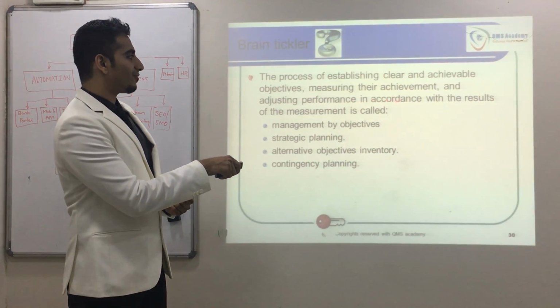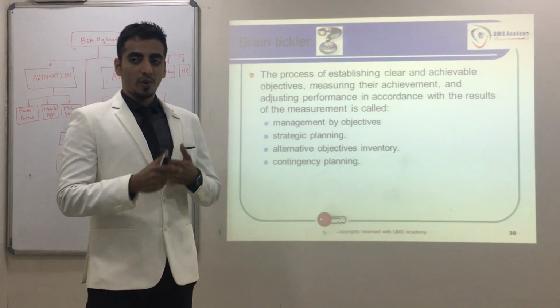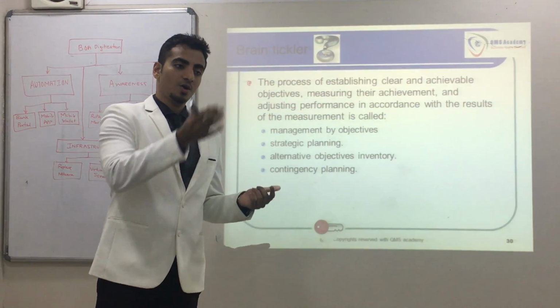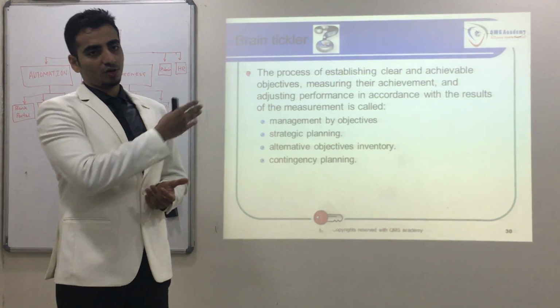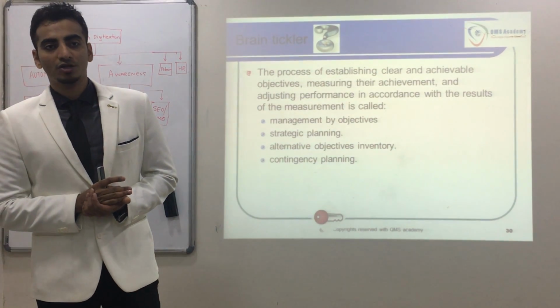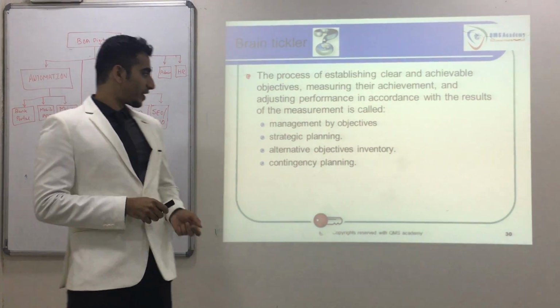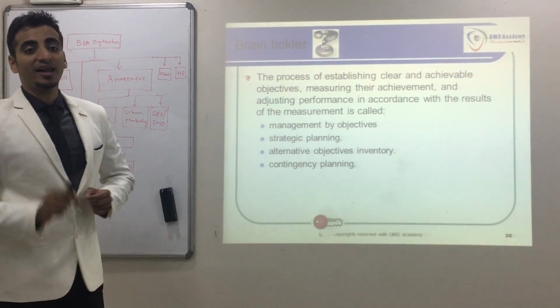And adjusting the performance in accordance with the result. So where do we take the corrective actions? We take it again after monitoring and control. We either go back to execution or we go back to planning. So this follows which concept? So what is the right answer? Yes, perfect. So this is nothing but management by objectives.